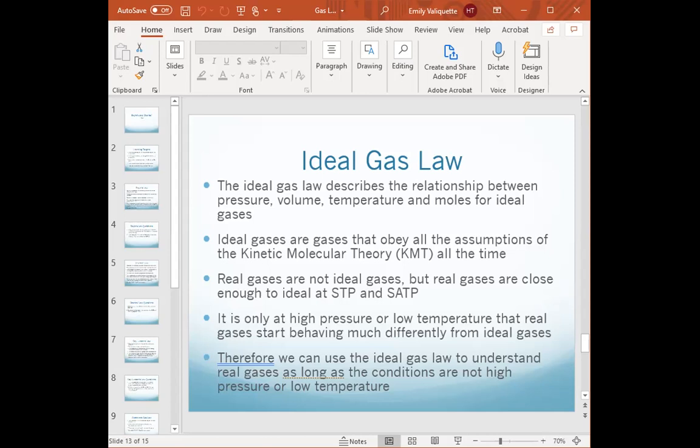It's only at really high pressure or low temperatures that the real gases start to behave super differently from ideal gases, and then these gas laws don't work anymore. So we can use this ideal gas law to kind of estimate how real gases will behave in different conditions, as long as those conditions don't include really low temperatures or really high pressures.